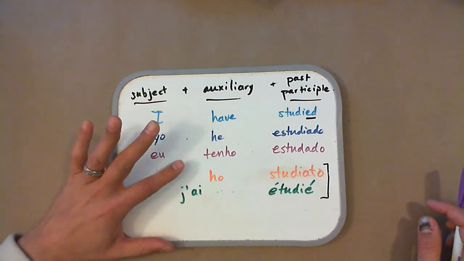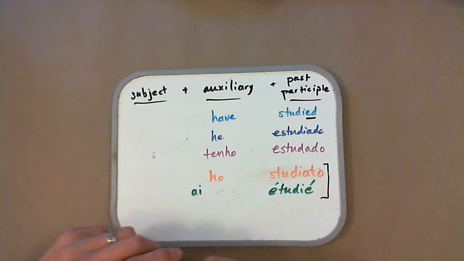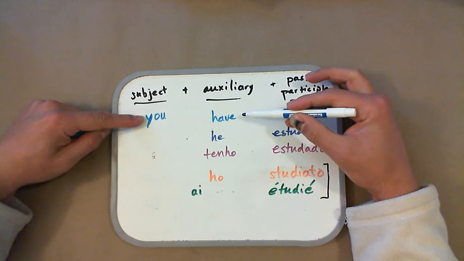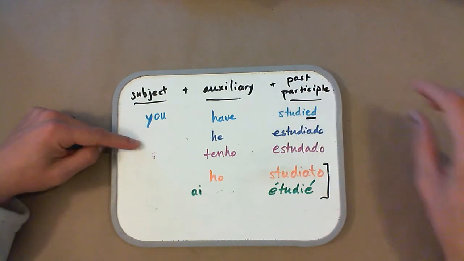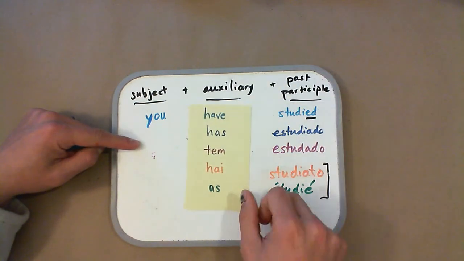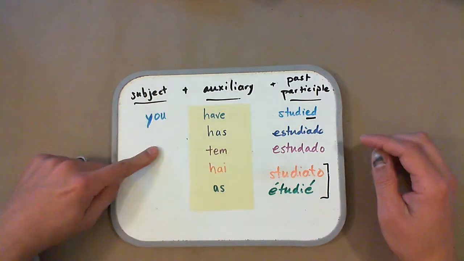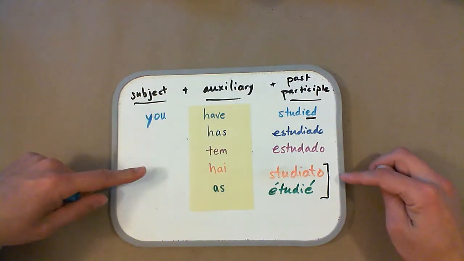To show the changes for the different subjects, if we change this subject to you, notice that in English there's no change here, you have studied. But the rest will all change, and this is what I have right here. You have studied. Tú has estudiado. Você tem estudado.